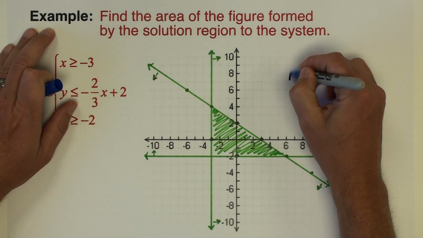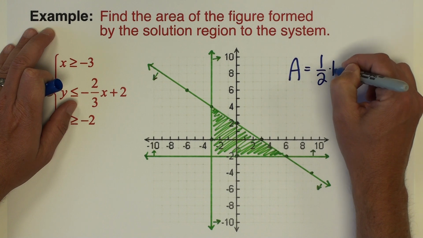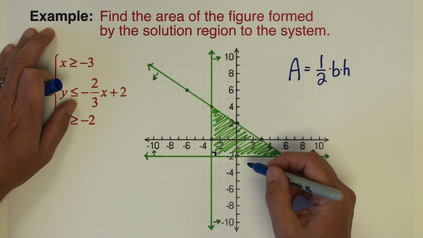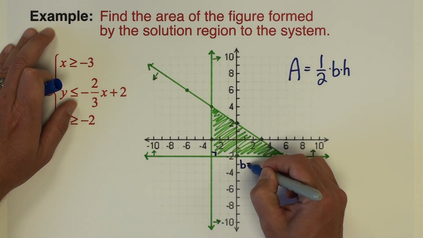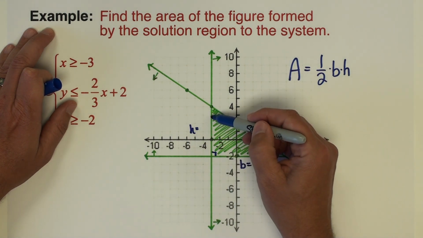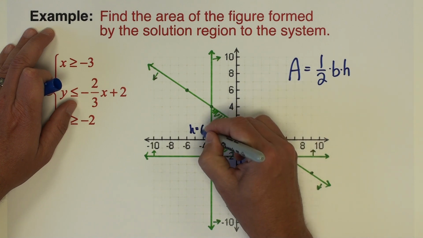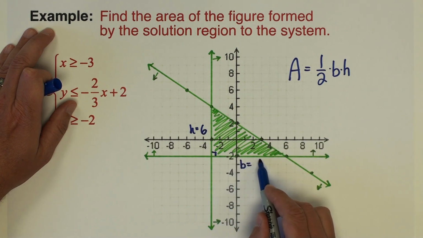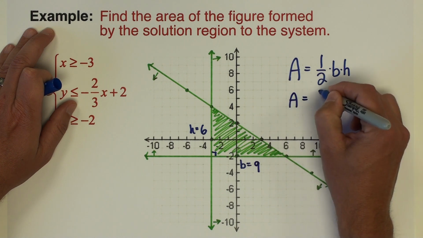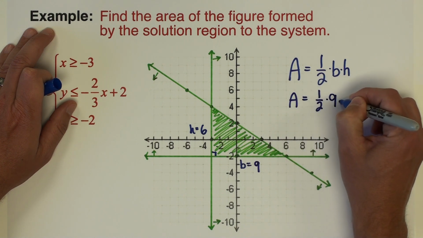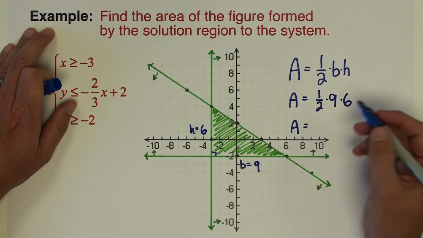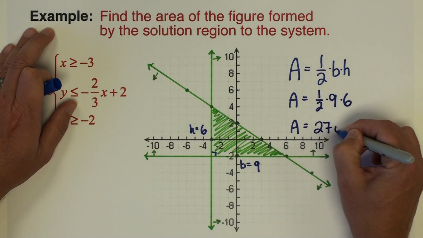Now, because we have a triangle, and more specifically we have a right triangle, the area of a right triangle is half times its base times its height. The right angle being right here makes the base and the height the legs of the triangle. So there's the base, there's the height. We can just count them. The height is 1, 2, 3, 4, 5, 6 units. The base is going to be 3, 6, 9 units. So our area is going to be 1/2 times 9 times 6. 9 times 6 is 54, and half of that is 27. So our area is 27 units squared.